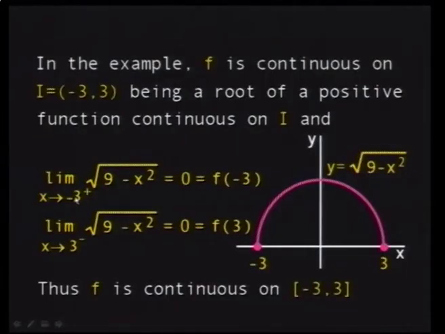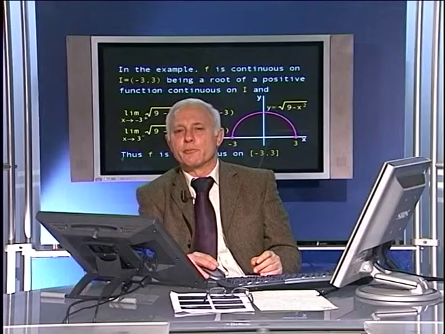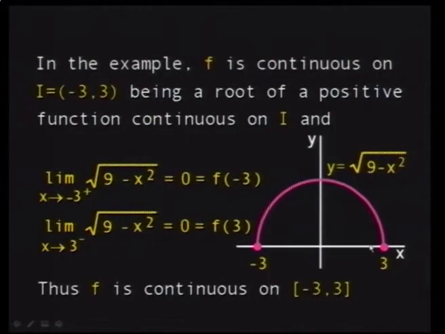So here you can introduce the limit of 9 minus x squared when x approaches a, which is equal to 0. This concerns an interior point. Whereas for these 2 points, if you wish to check the continuity on the closed interval from minus 3 to 3, what remains is only to check the continuity at these 2 particular points.